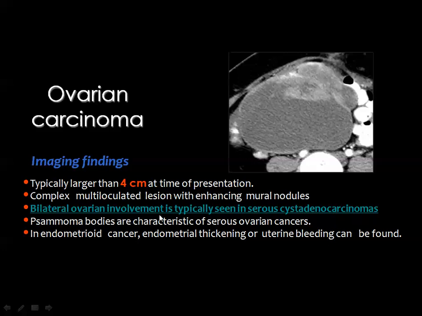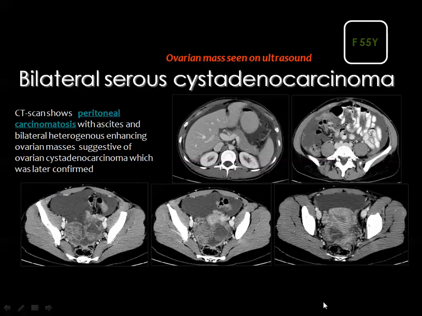And bilaterality of these lesions is common, especially in the serous cystadenocarcinoma. Then you see here an example of bilateral serous cystadenocarcinoma of the ovaries. Both ovaries are involved by masses that are partly cystic and partly solid, and you are able to see some ascites, and minimal thickening of the peritoneal covering, and if you look carefully, you can see some peritoneal nodules, which may raise the suspicion of peritoneal metastasis.